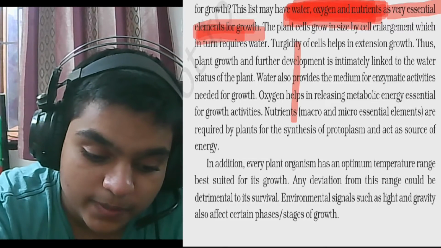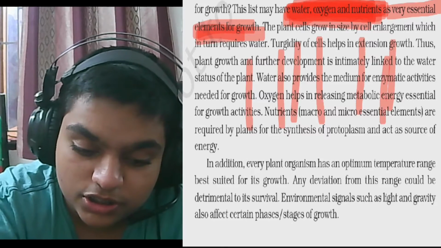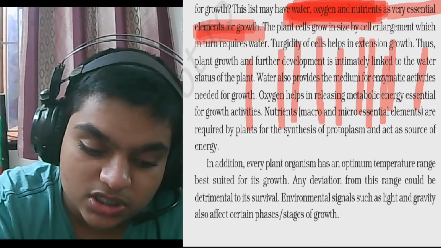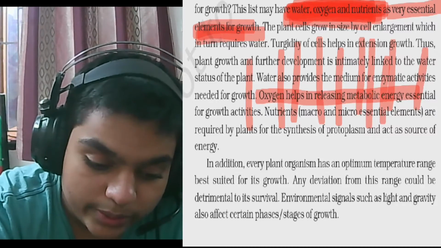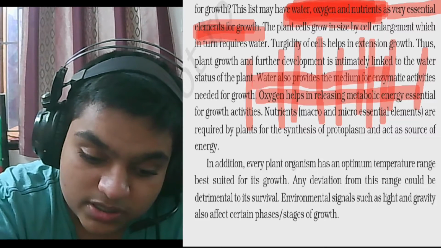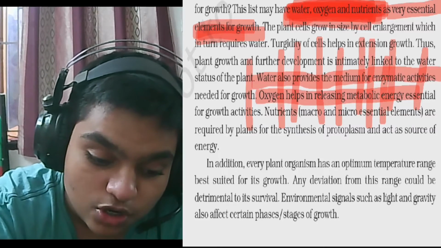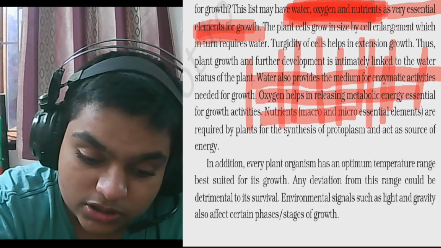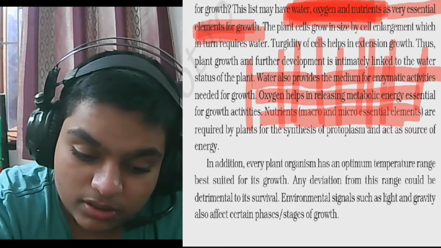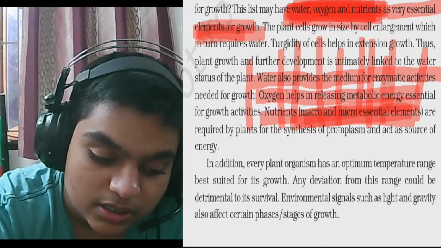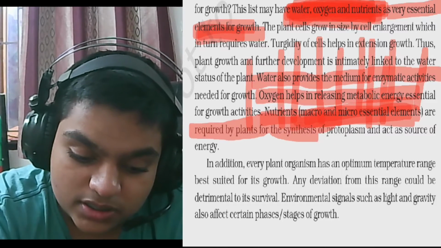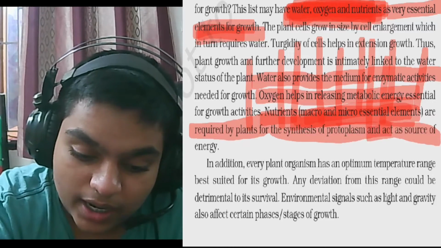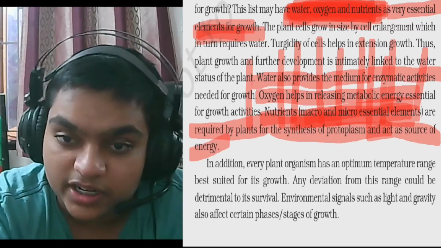Now they have explained why these are essential here. Why oxygen is essential: it helps in releasing metabolic energy. Why water is essential: it provides a medium for enzymatic activities. Why nutrients are essential: nutrients are micro and macro essential elements, required by plants for synthesis of protoplasm, and they act as a source of energy. Got it?